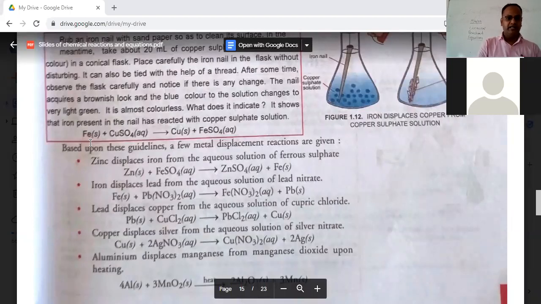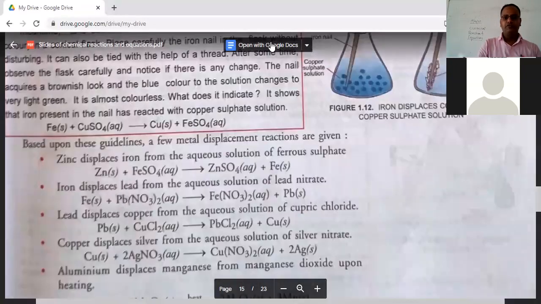Okay, now let me go to another example. Now student, here see this example. Yes, all of you look.